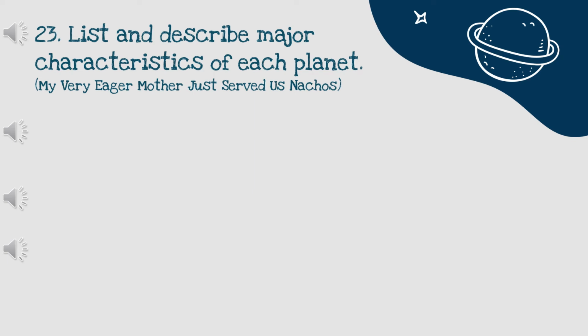And finally, Neptune. It is the furthest planet from the sun. It is stormy. It is known as the Great Dark Spot. It's blue because of the methane in its atmosphere.